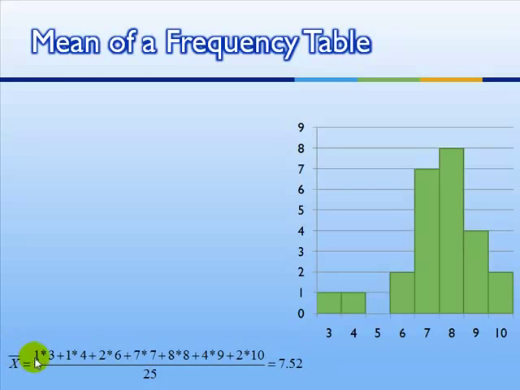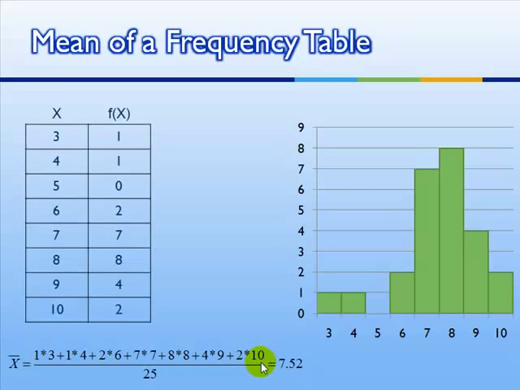So fairly simple. But here's how we can think of it a different way. We can take the number of 3s times 3, the number of 4s times 4. We had 2 6s, so 2 times 6. We have 7 7s, so 7 times 7. 8 8s, so 8 times 8. 4 9s, 4 times 9. 2 10s, 2 times 10. Or we could do it like this.